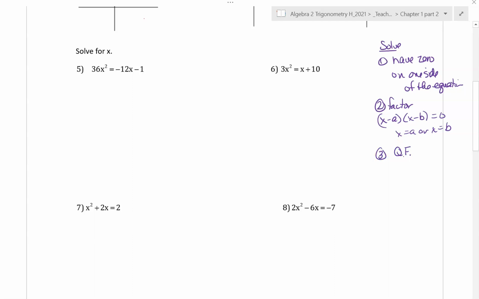Okay, so go ahead and pause the video and try these 4 problems, see how far you get. Okay, so number 5 and number 6 I was able to factor. 7 and 8 I was not able to factor. But let's just take a look.